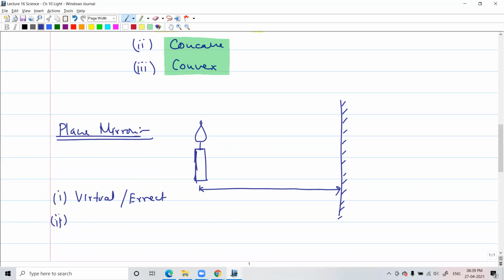They are laterally inverted. Means your left hand will appear like a right hand. Correct? When you stand in front of the mirror, what you think is your left hand will seem like a right hand in the mirror. Lateral inversion, not the upright inverted. It's not inverted upside down, it is inverted laterally, sideways. In simple words, we can say flipped sideways.